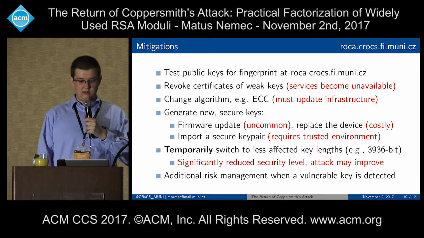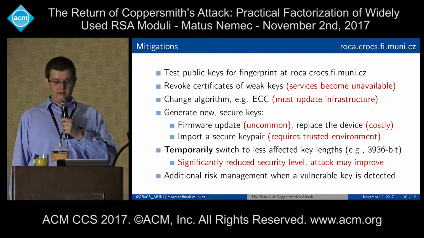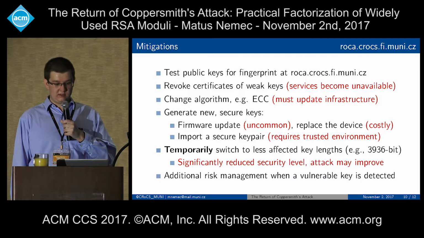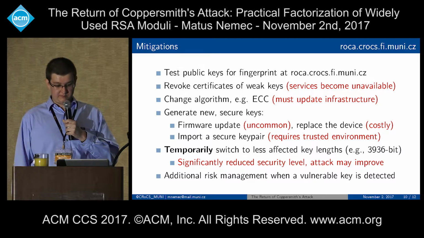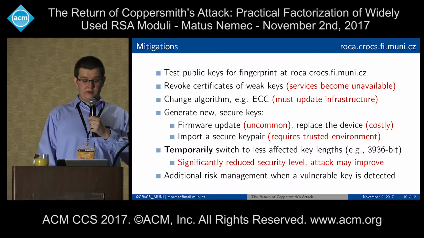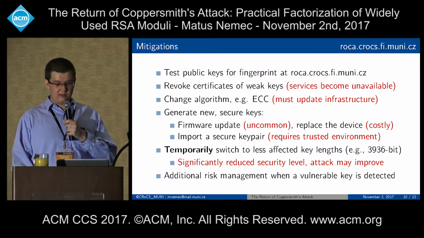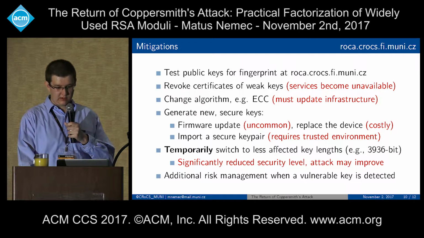Moving on to mitigations, you should probably test your public keys for the fingerprint, and you can find the online tool and the open source code on our website, also displayed in the upper right corner. If you find your keys to be vulnerable, you should revoke the certificates, but remember that this comes with disadvantages, as other following mitigations will too. In this case, the services relying on these certificates will become unavailable.